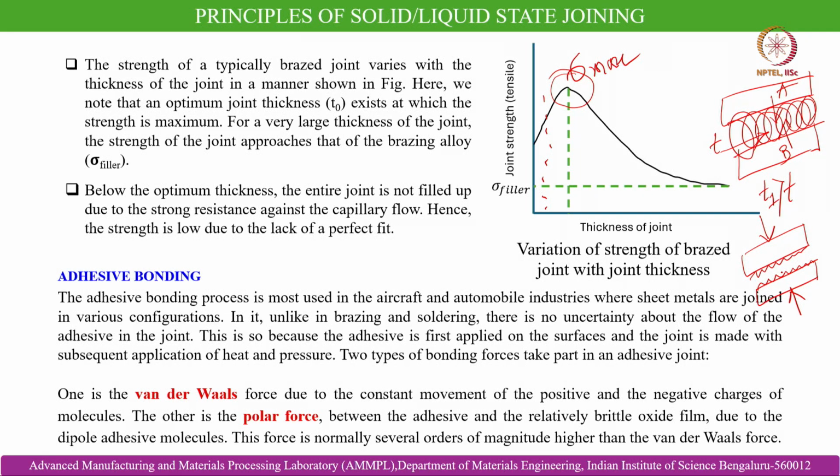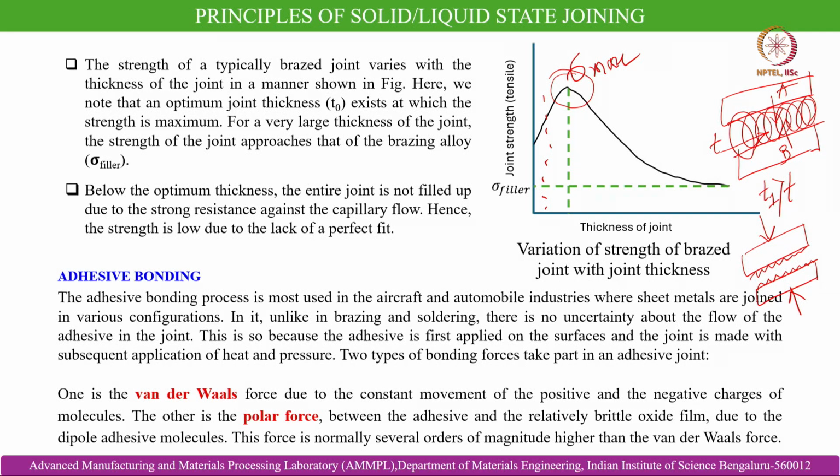That is why the joint thickness, the optimum thickness that is needed in brazing, is not a concern or a constraint in adhesive bonding. Okay. In adhesive bonding, there are two types of bonding forces that take part in an adhesive joint.